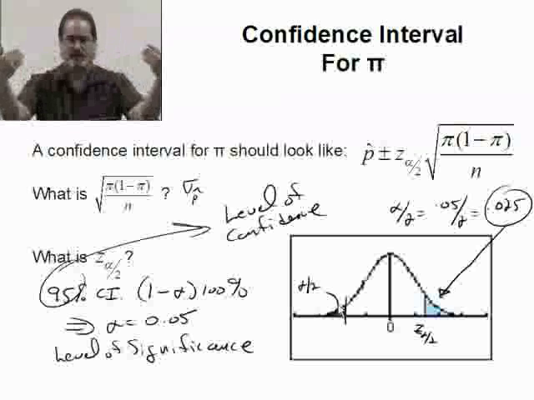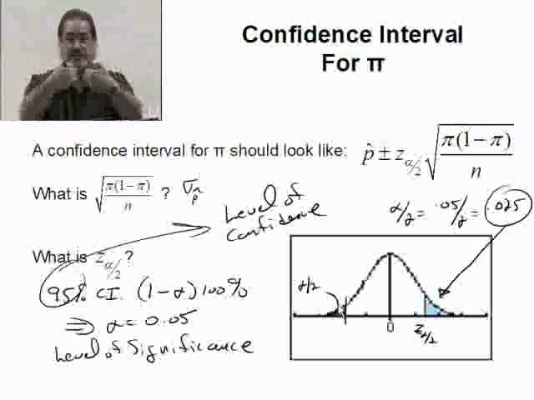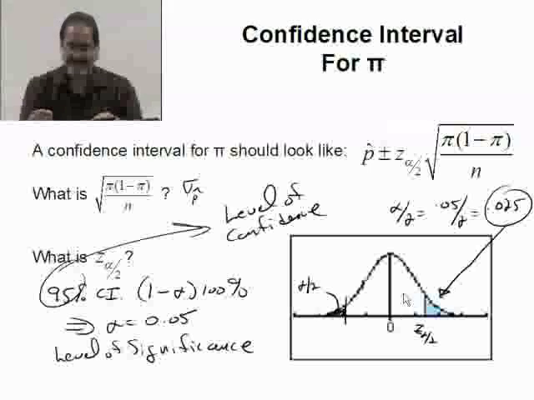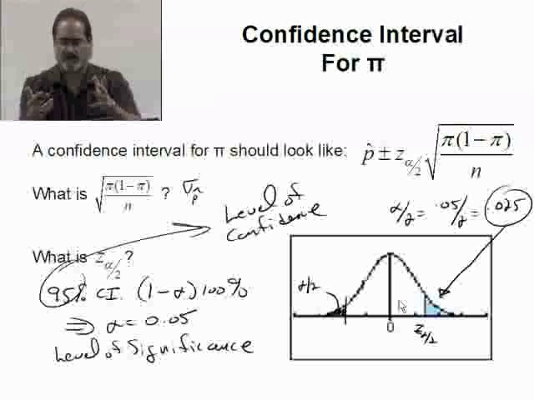What's that leave me in the middle? Well, 1 minus 5% is the 95%. So this would be a 95% confidence interval. Well, it would be the z value that we need for a 95% confidence interval.